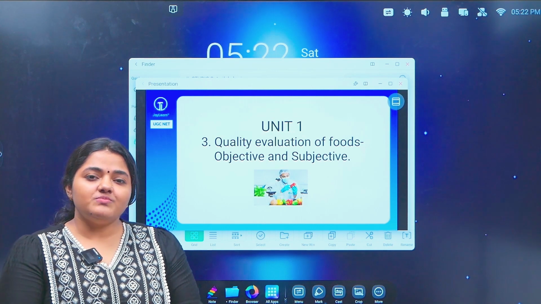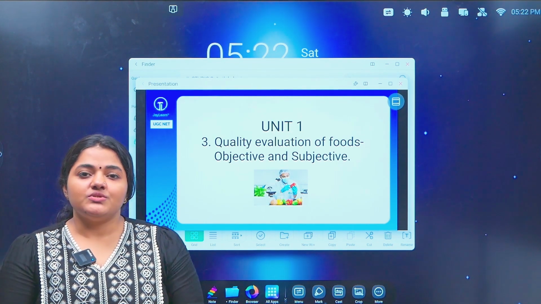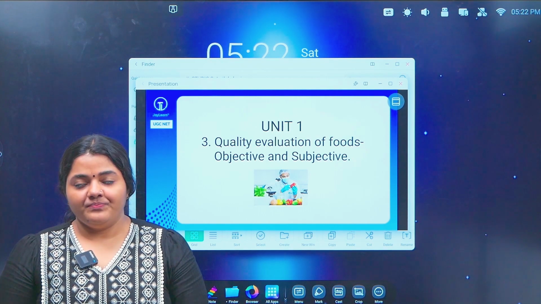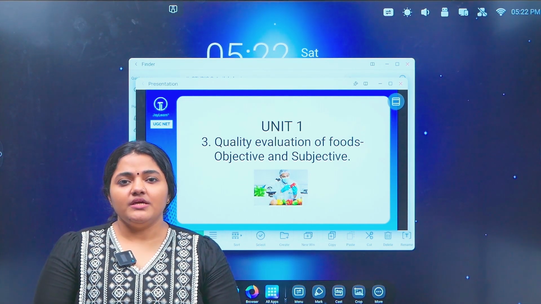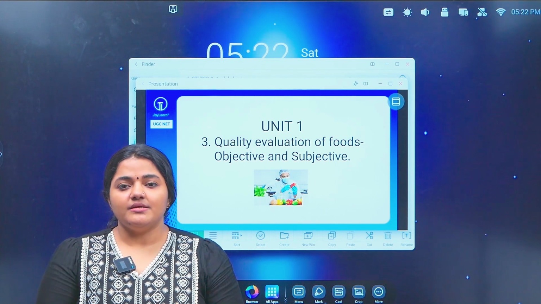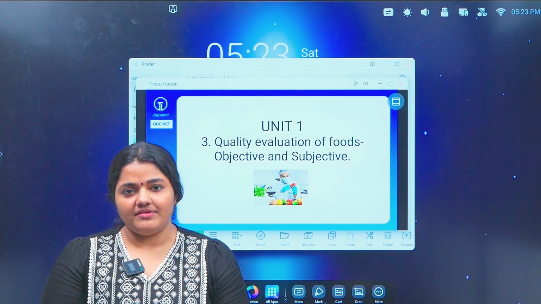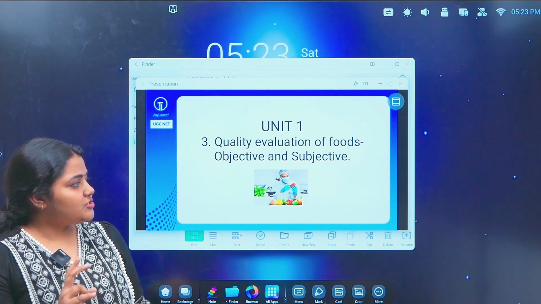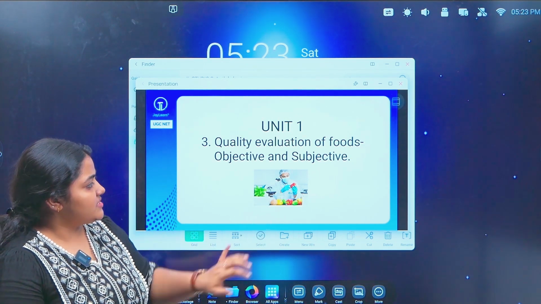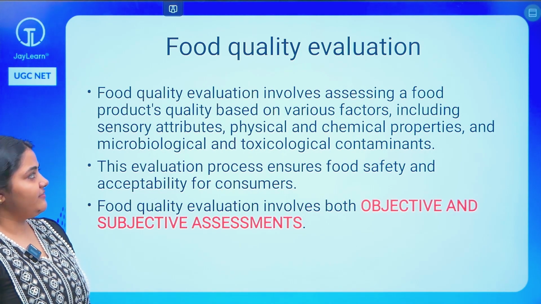Objective and subjective evaluation is an assessment method to determine food quality. Most usually, food assessment is done both in industry and at the consumer level. There are two types, objective and subjective methods. First, we'll look into food quality evaluation.